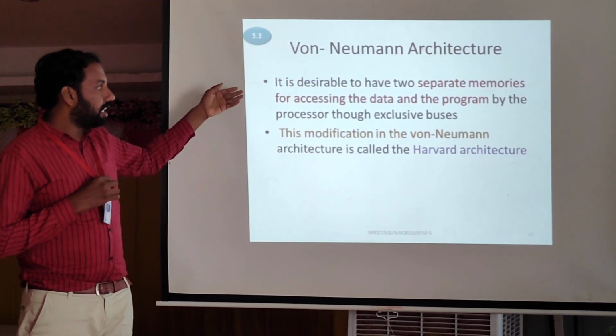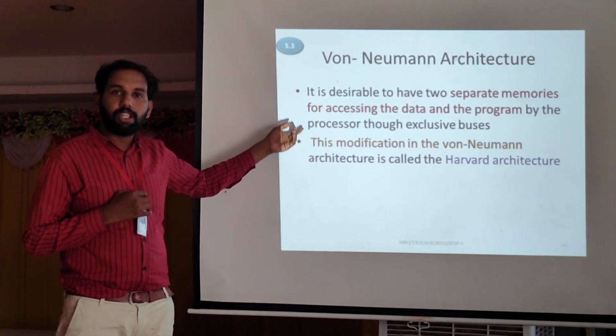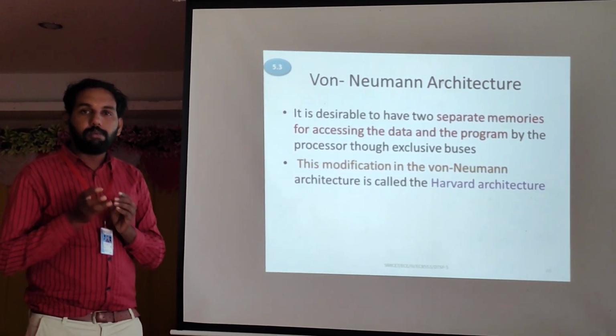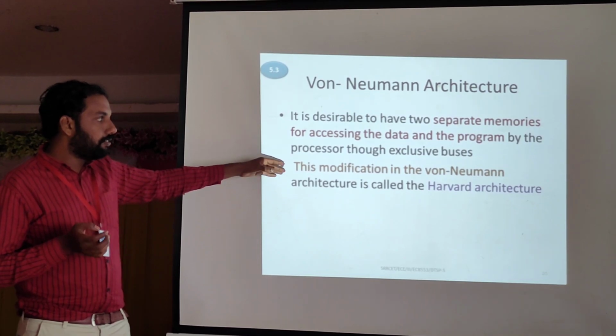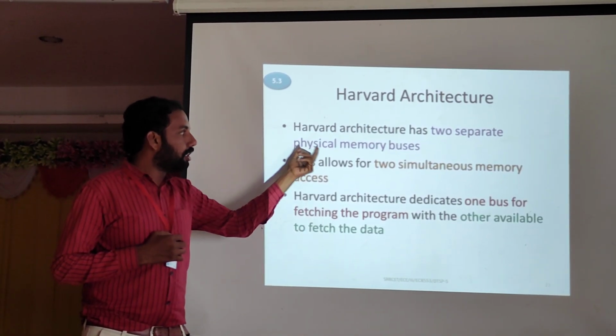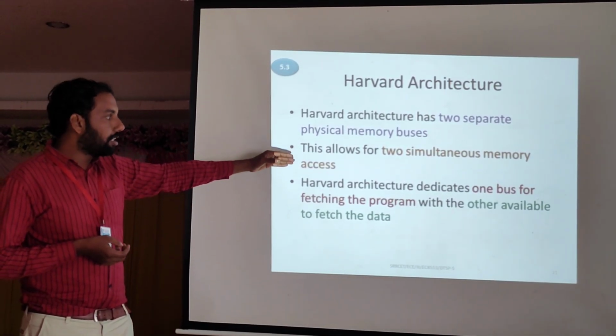Next we are going to see the Harvard architecture. It's a modified von Neumann architecture, known as the Harvard architecture. This contains separate data memory and program memory in itself. Next we are going to see the Harvard architecture. Two separate physical memory buses. These are known as the separate data and program memory.